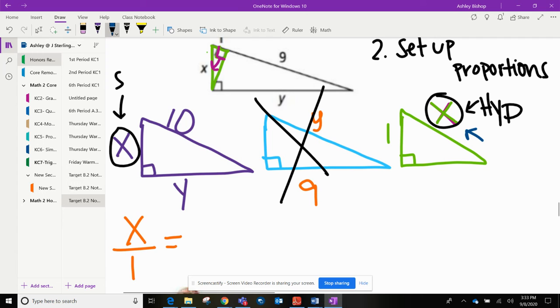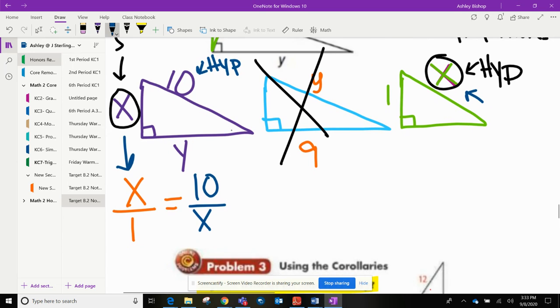But remember, since this X came from my purple triangle, and that's on top of this fraction, then the number on top of this fraction has to come from the same triangle. We got to stay consistent. So I'm going to do 10, which is the hypotenuse of this triangle, divided by the hypotenuse of my green triangle, which is X. And a hint, so you know you set up your proportions right, is if your 2 variables, what you're looking for, are diagonally across from each other. One's on top and one's on bottom.